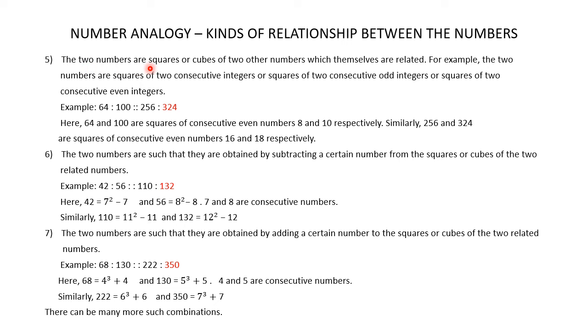The two numbers are squares or cubes of two other numbers which themselves are related. For example, the two numbers are squares of two consecutive integers, or squares of two consecutive odd integers, or squares of two consecutive even integers. For example, if 64 is to 100, then 256 is to what? When you observe the first two terms here, you'll see that 64 and 100 are squares of consecutive even numbers 8 and 10 respectively. That is 8 squared is 64 and 10 squared is 100. Similarly, 256 and 324 are squares of consecutive even numbers 16 and 18 respectively. That is 16 squared is 256 and 18 squared is 324. So if 64 is to 100, then 256 is to 324.